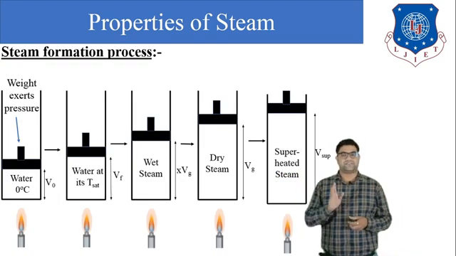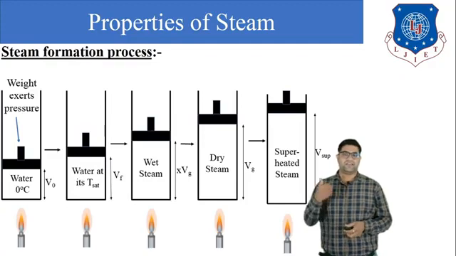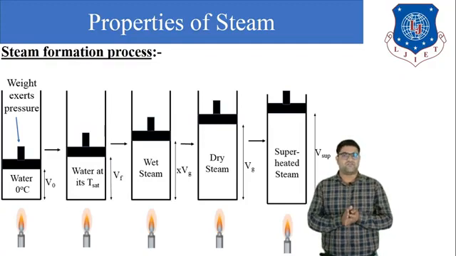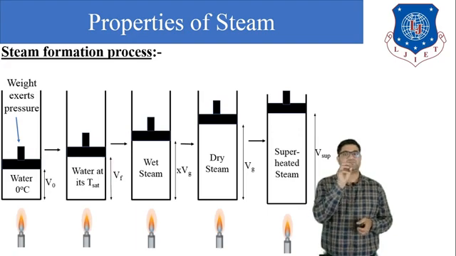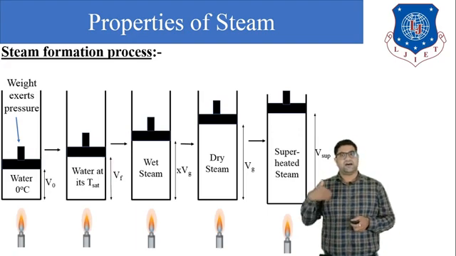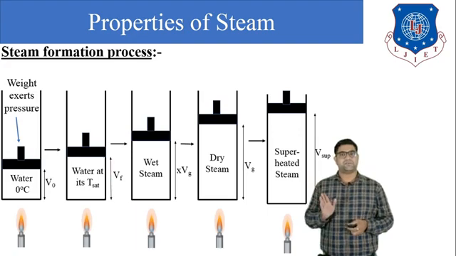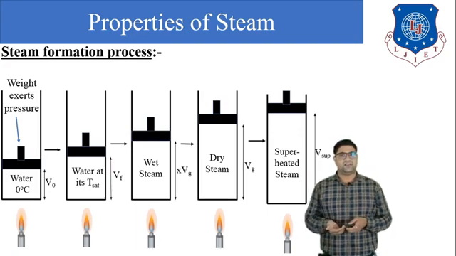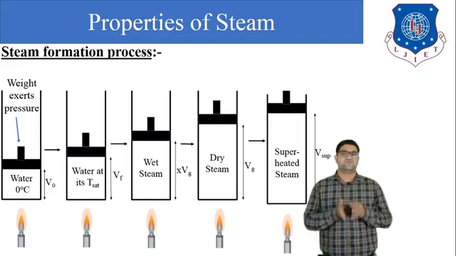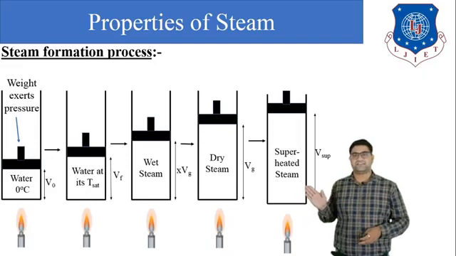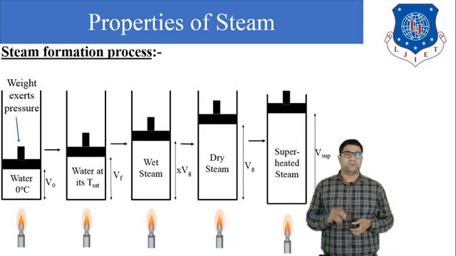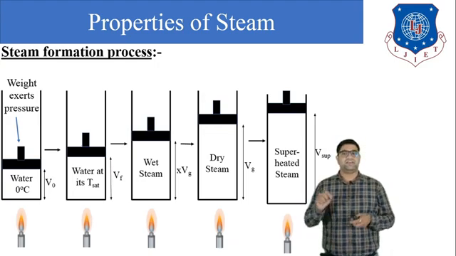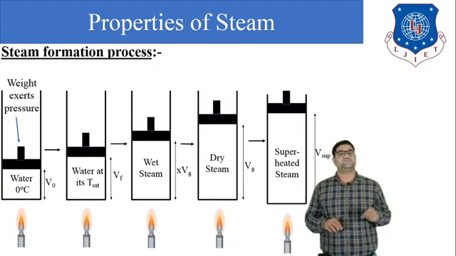Now again we are going to supply heat. After that, the dry steam will convert into superheated steam, because after converting into 100% steam we are continuously supplying heat to the steam. So finally it becomes superheated steam. Our last state is the superheated steam, and the volume occupied by the steam in the superheated condition is V superheated.